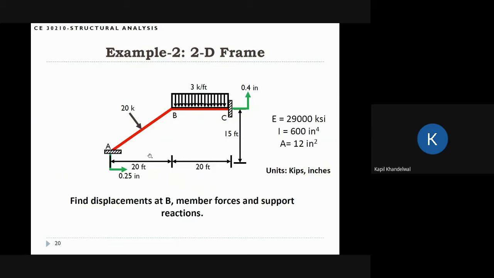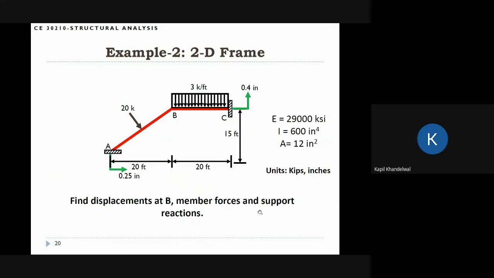At C, there is a support displacement of 0.4 inches upwards, and at A, the support moves to the right by 0.25 inches. So there are some support settlements going on, and the dimensions are given, and we want to solve this system. The properties of both members are the same. They're given here. We want to find the displacements at B, because that's the only location where the unknown displacements are, and we want to find the member forces and support reactions.